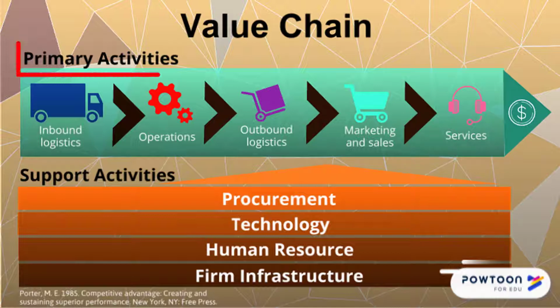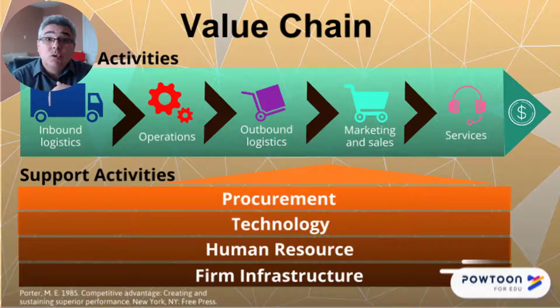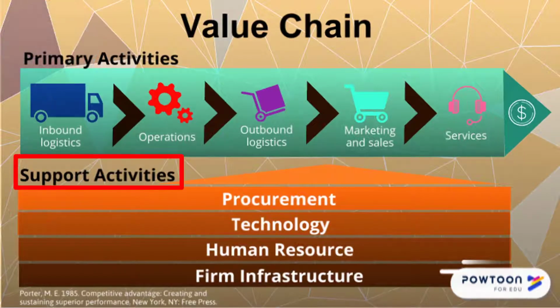Those are called primary activities. Then we have as well the support activities. And for this type, we have procurement, technology, human resource, and infrastructure.